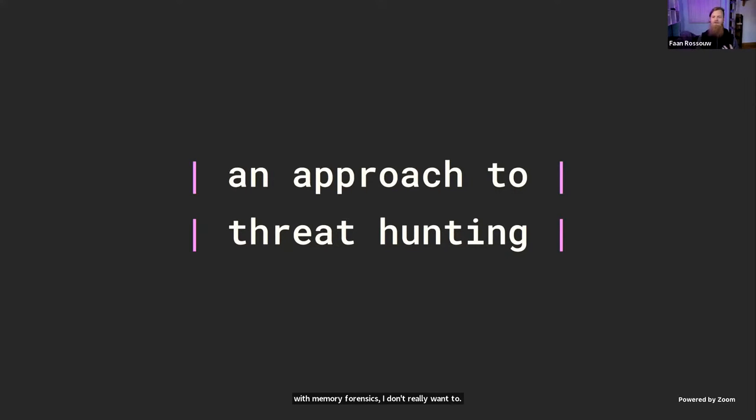And so I want to propose to you what I think of as an approach to threat hunting. And I'm very careful with my words here. It's an approach, not the approach. The reason it's not the approach is because threat hunting, the way it happens at any moment, is contingent upon a whole host of variables, many of which are dynamic in and of themselves.